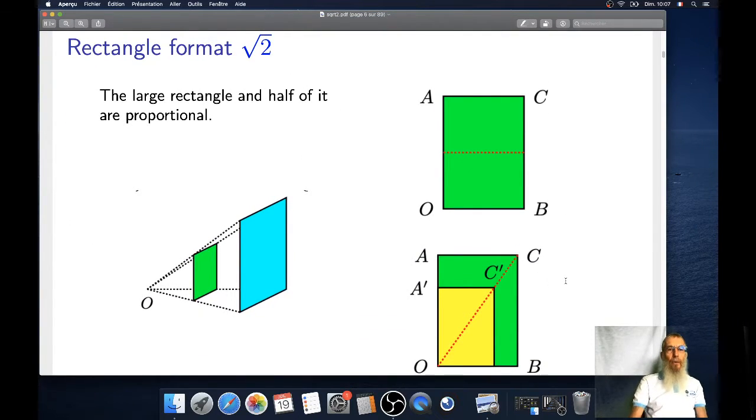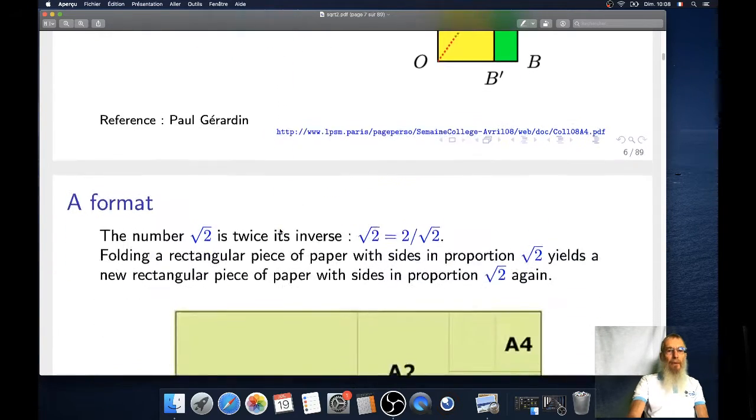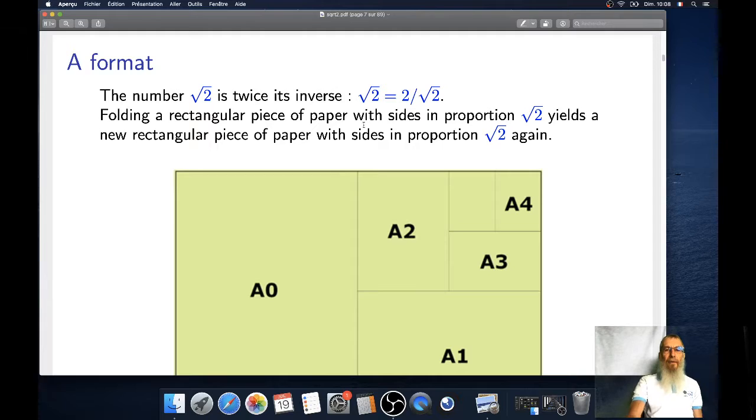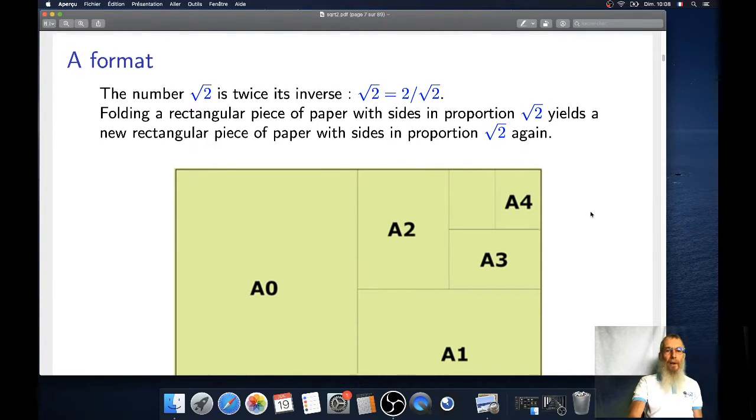Let us take a rectangle with the format square root of 2. I told you that if we split it in two parts, we get two papers, and they have the same proportion. That you check by looking at the fact that the three edges are on a straight line, and that you check by looking at the small one, which will just hide the large one. These geometric properties of the number square root of 2 enable us to prove the irrationality, as I will explain in a few minutes. The number square root of 2 is twice its inverse. Square root of 2 is 2 divided by square root of 2.